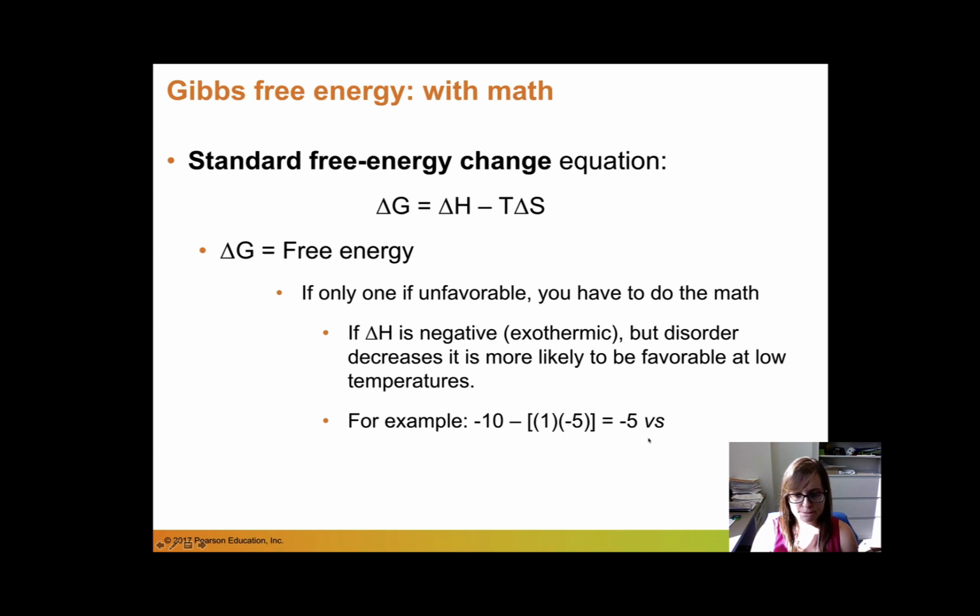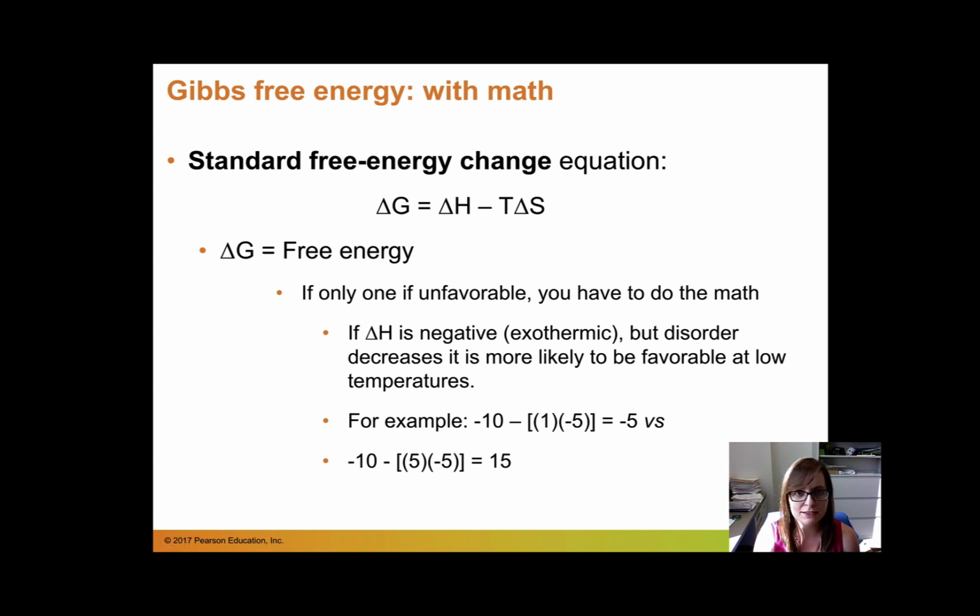it'll proceed. But if you have the temperature increased, so at 5 degrees Kelvin, -10 minus 25 equals -25 equals 15. So now the reaction is endergonic. Okay, so in this case, it's minimized at low temperatures.